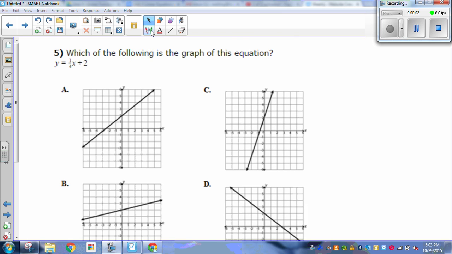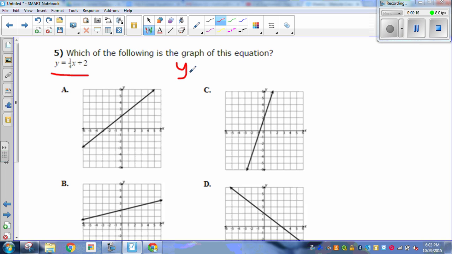Here's problem number 5 from the mock test. It says, which of the following is the graph of this equation, y equals negative 1/4 x plus 2? This is either you know it or you don't know it at this point, guys, but let me just remind you that we always graph using slope-intercept form, which is y equals mx plus b.